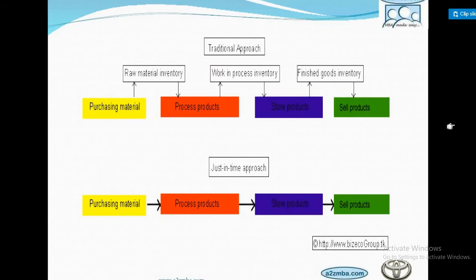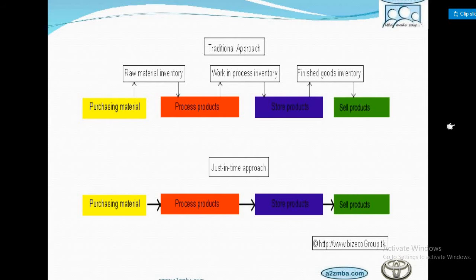Then going further, as you can see in this slide, just in time approach is shown. Whenever we get a product, what we do, as you can see in this slide, the upper part shows us a traditional approach and the lower part shows us a just in time approach. So first of all we will see this traditional approach. In traditional approach, the very first thing we do is purchasing material. Whenever we decide what kind of material or what kind of product we are producing, the very first thing we do is purchase a raw material.